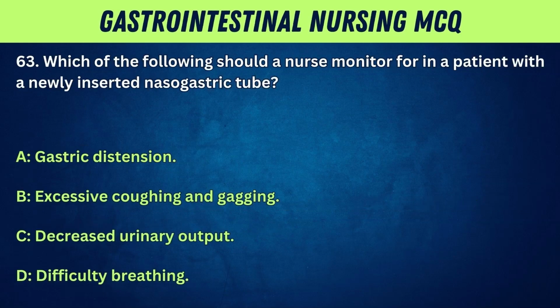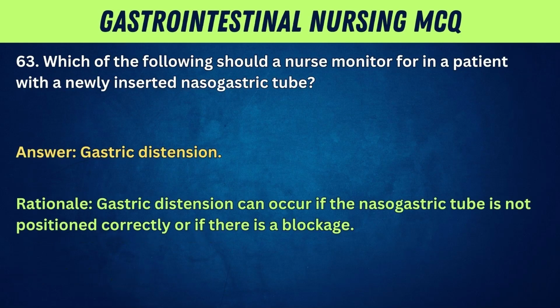63. Which of the following should a nurse monitor for in a patient with a newly inserted nasogastric tube? A. Gastric distension. B. Excessive coughing and gagging. C. Decreased urinary output. D. Difficulty breathing. Answer: gastric distension. Rationale: gastric distension can occur if the nasogastric tube is not positioned correctly or if there is a blockage.